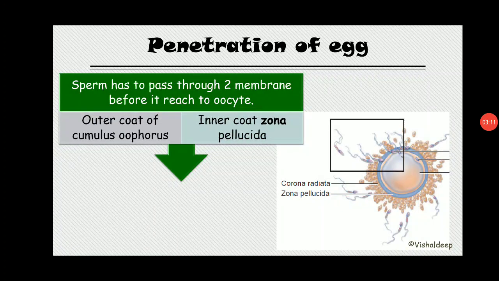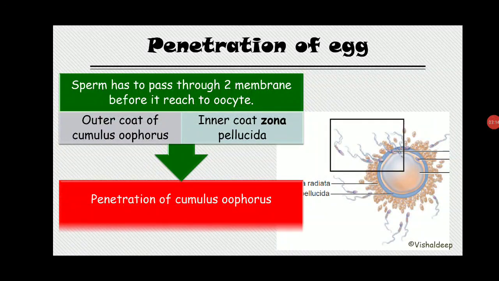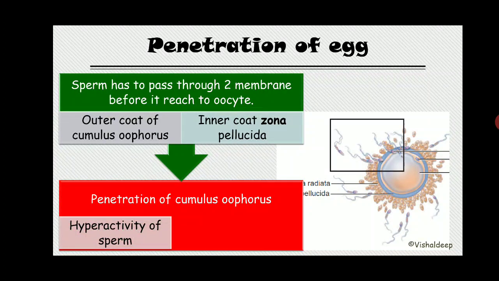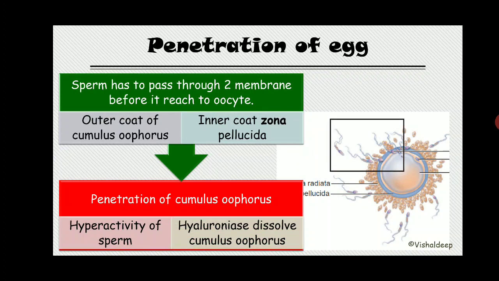Now penetration of the cumulus oophorus is very simple. Through hyperactivity, the sperm will eventually cross or pierce the layers of granulosa cells. Second, the hydrolytic enzyme present in the acrosome will be released and will dissolve the cumulus oophorus, right? So this is how the sperm penetrates the first layer, that is the granulosa cell layer present around the zona pellucida of the oocyte, right?